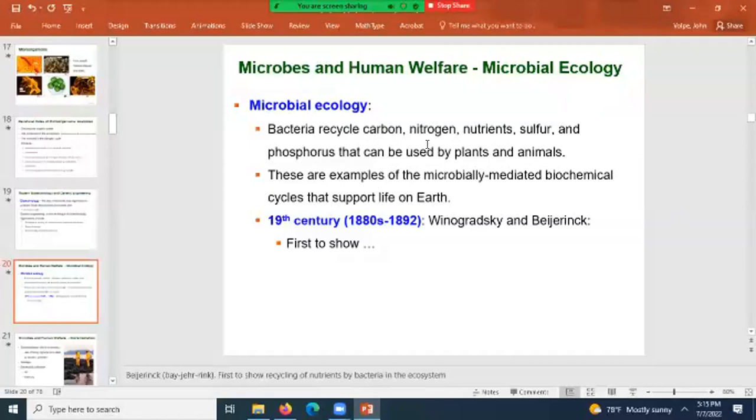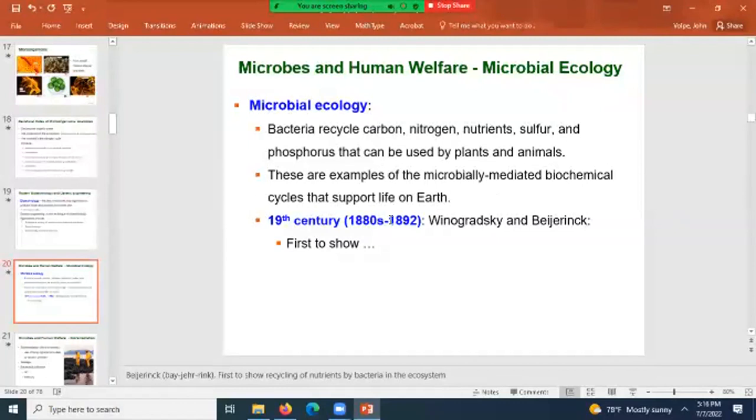The carbon, the nitrogen, the sulfur, and the nutrient recycling in the ecosystem are examples of microbial mediated biochemical cycles that help support life on Earth. Without the microbes, these nutrients would not recycle, and eventually they would be used up in the ecosystem. And then there'd be no more of these nutrients available for life. So the microbes are very important for supporting life on the planet Earth.